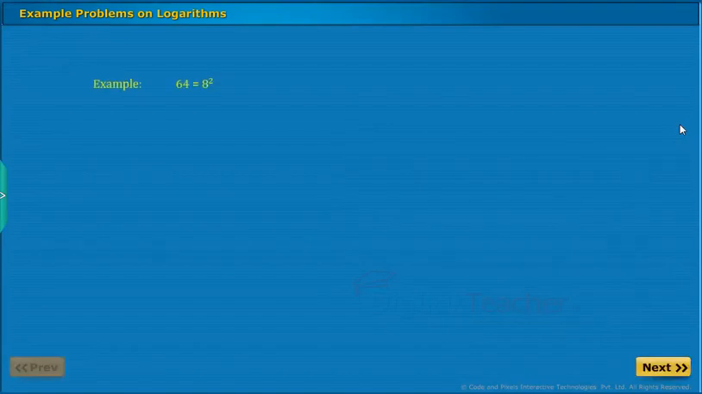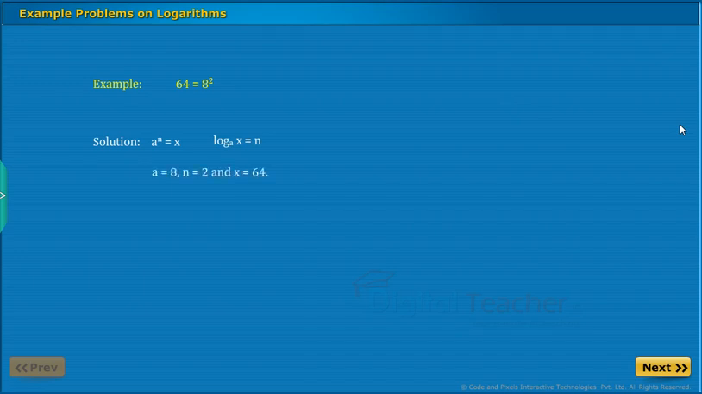Write the logarithm form of 64 is equal to 8 square. Solution. Recall that if a power n is equal to x, then its logarithmic form is log x to the base a equal to n. On comparing the given expression with the general form, we obtain the value of a, x and n as shown on the screen. So, its logarithmic form is log 64 to the base 8 equal to 2. Now, let us solve a sample problem on logarithms.